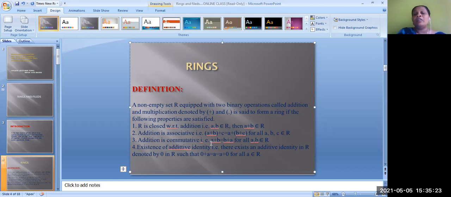Next, the identity law with respect to addition. In these properties we are using only one binary operation, that is plus. So, the additive identity. Here in addition, the identity element is 0. We can use e also. That is, there exists an identity element denoted by 0 in R such that 0 plus a equals a plus 0 equals a, for all a belongs to R. We are using one element a, and also 0. 0 is nothing but the identity. Okay, next.